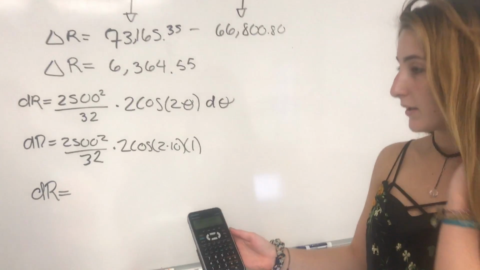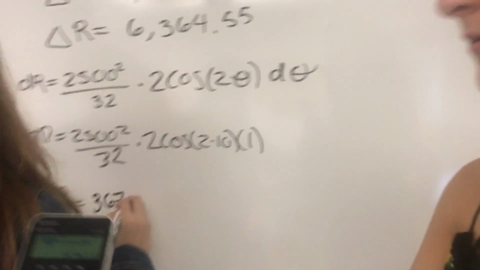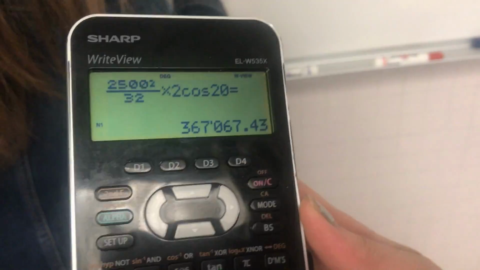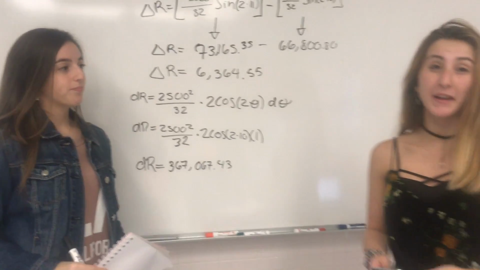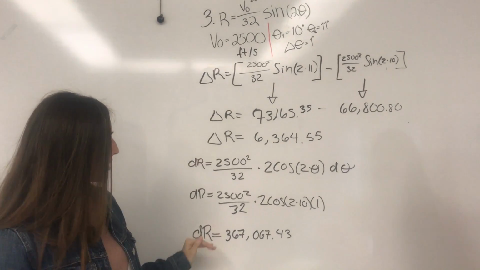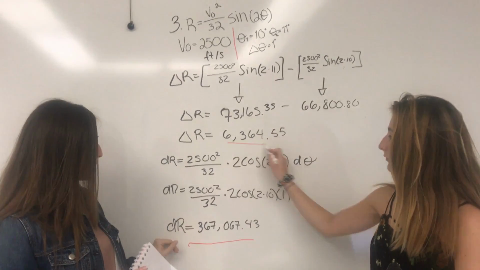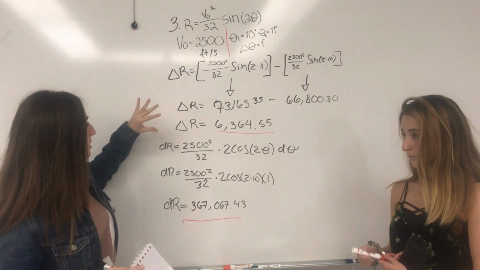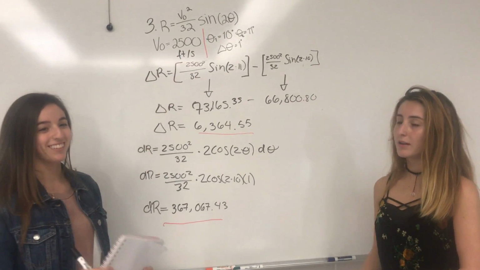So the answer is 367,067.43. Now we will proceed with explaining what just happened here. We can see that the difference between delta R and dR is very great, because this is just an approximation of the range, and this is the exact difference from 10 degrees to 11 degrees.